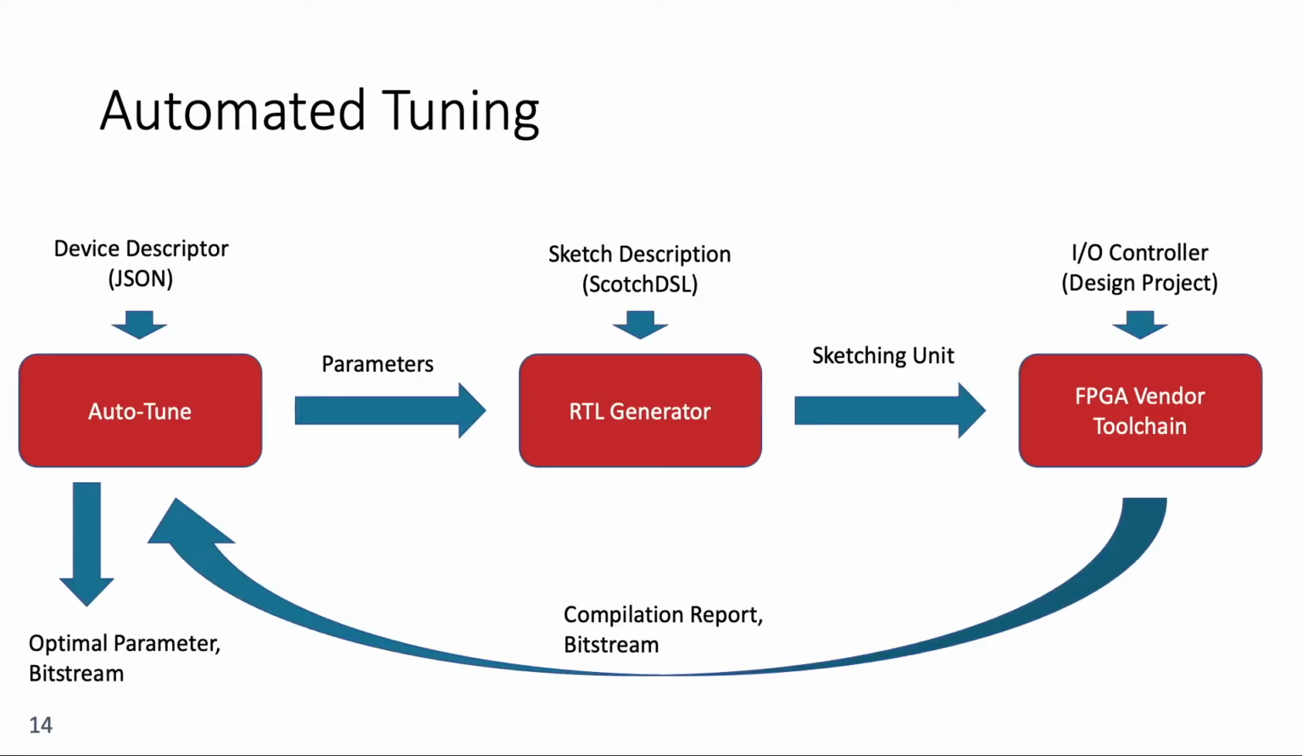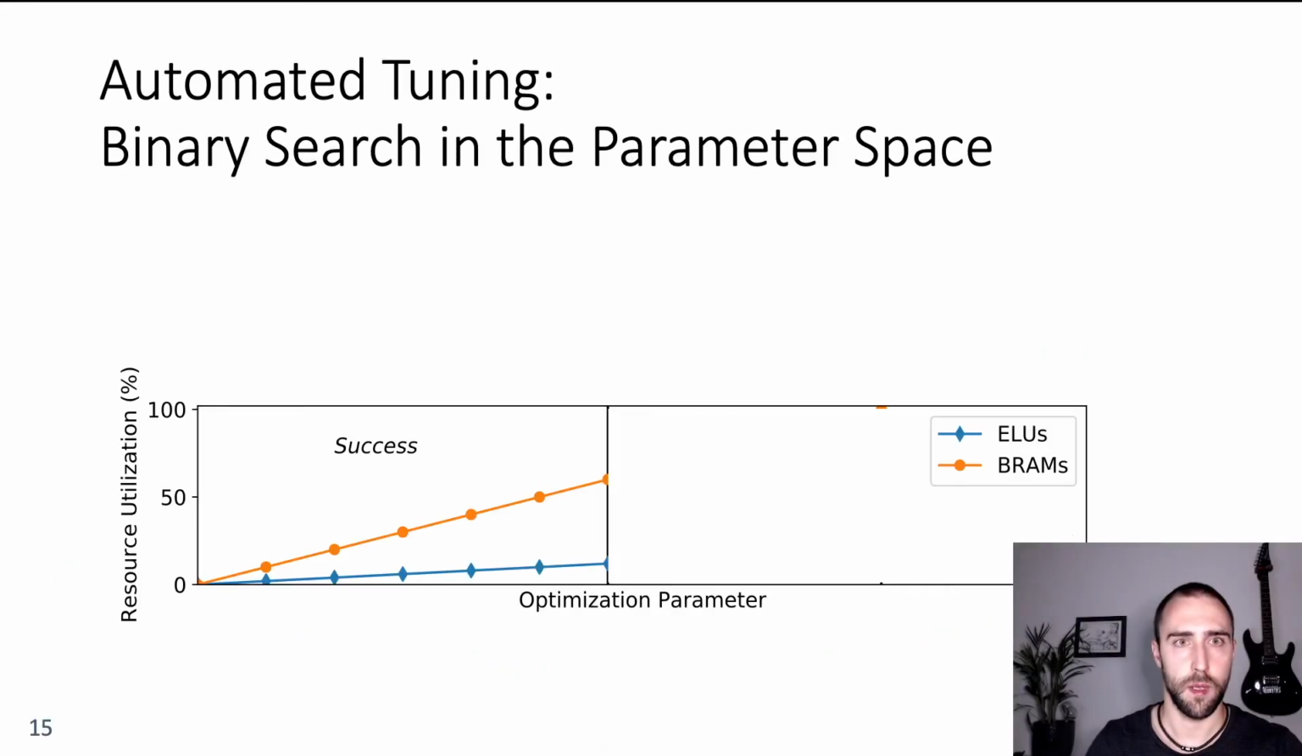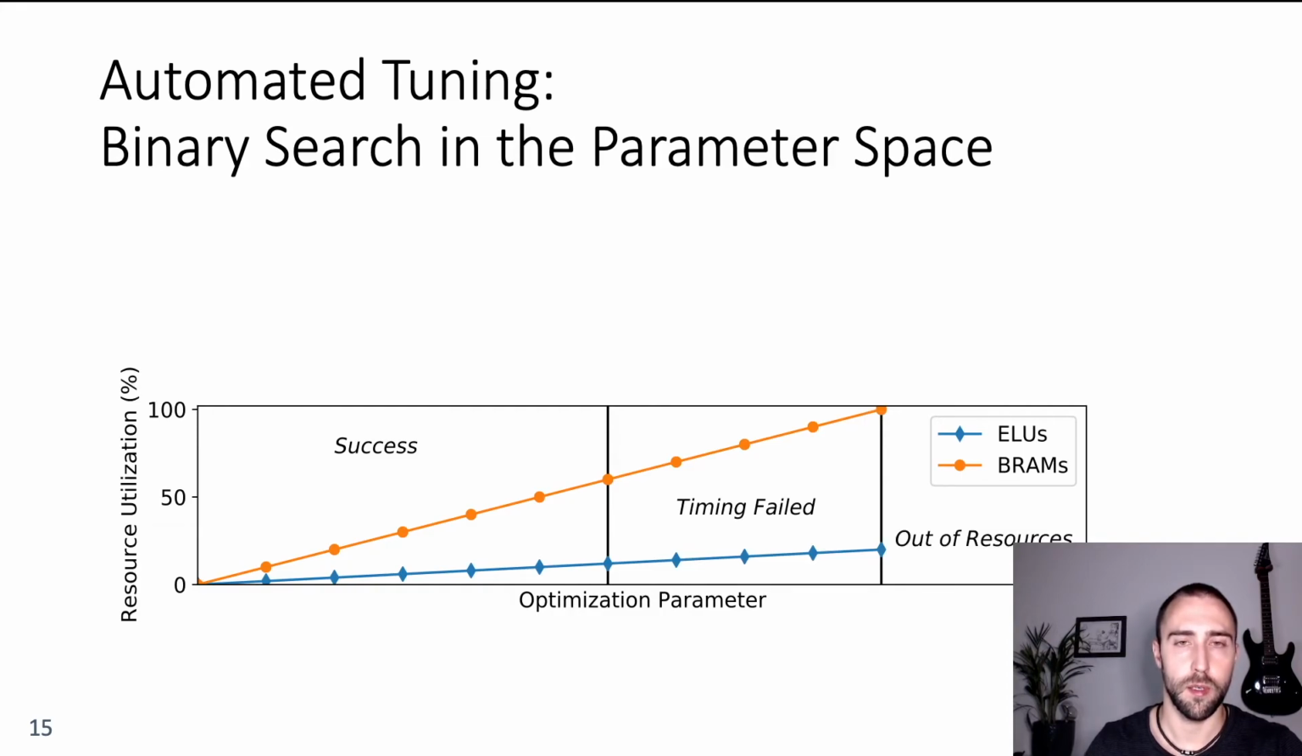Next, let's look at the automated tuning of the summary size. The automated tuning algorithm expects the parameter space to look as follows. With the optimization parameter, be it the number of rows or the number of columns, resource consumption increases. In our case, the key resources are elementary logic units and blockram elements. If the optimization parameter is chosen sufficiently small, compilation succeeds. If the optimization parameter is increased further, at some point timing fails, and eventually the resources on the FPGA are exceeded. In this space, we essentially perform binary search for the optimal value, which is the largest value of the parameter space for which compilation succeeds.